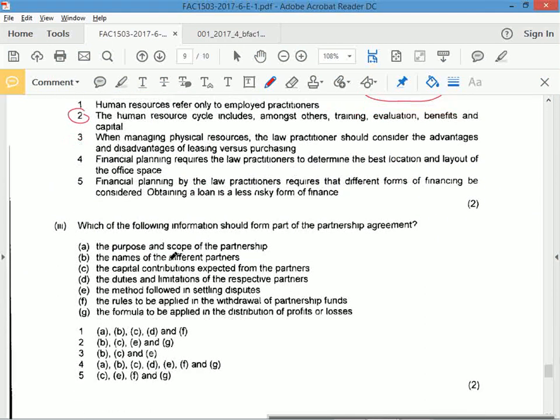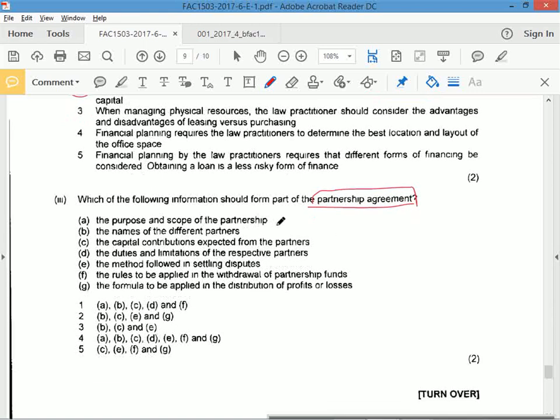Okay. Which of the following information should form part of the partnership agreement? Okay, remember, partnerships can be formed between law practitioners. So the purpose and scope of the partnership? Yes. The names of the partners? Yes. The contributions expected from the partners? It would be something that would have to be negotiated between the partners. How much do we contribute? Duties and limitation of the respective partners? Yes. Method followed in settling disputes?